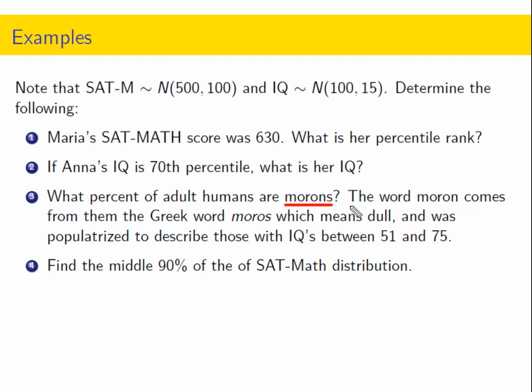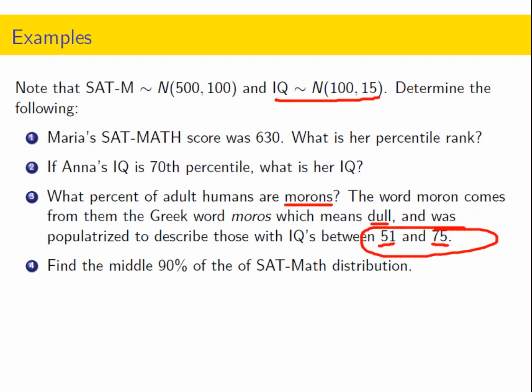So just as a lighthearted look at IQ, and not trying to be, it's a little politically incorrect, but let's just have some fun. They actually were just calling people dullards, right? And they said if you had an IQ between 51 and 75, then you're a moron. Okay, so if we have this distribution, what percentage of people in a distribution like this would have values between 50 and 75?